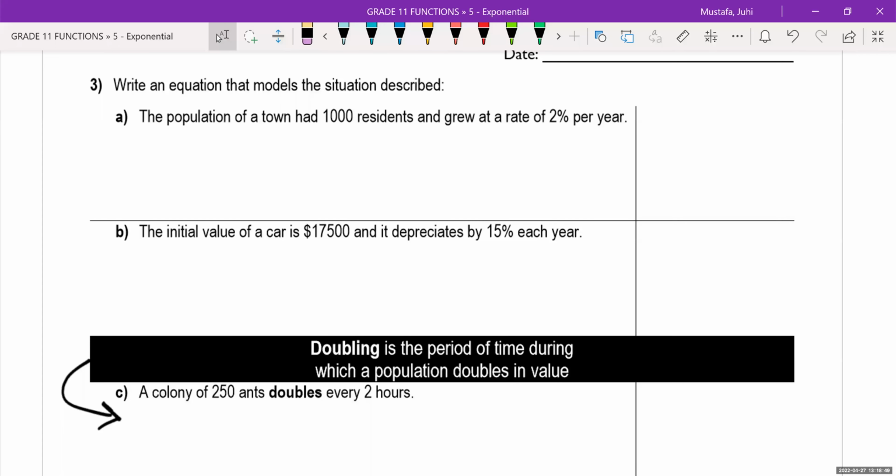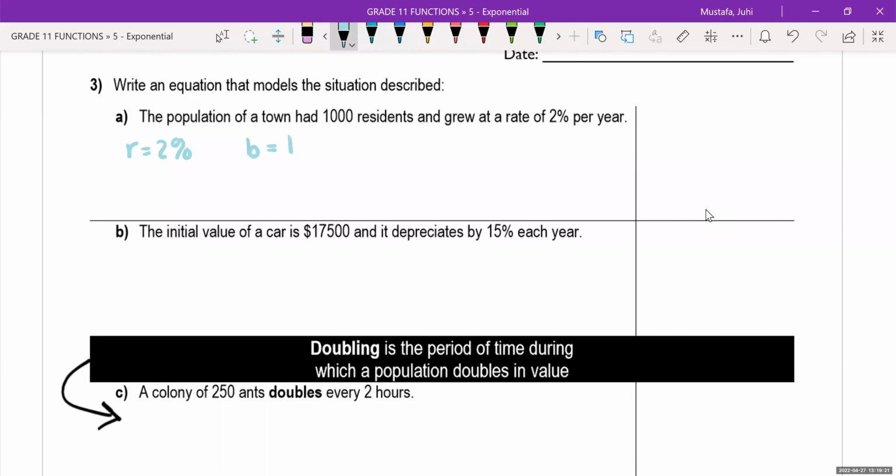All right, you guys. For question number 3, we are going to write an equation that models the situation described. Part A, the population of a town had 1,000 residents, that's the initial value, and grew at a rate of 2% per year. You can use logic to figure that out, or we can use our formula. So I'm going to just show us the formula really quickly. In this case, this is our R value. They've told us what the R value is. So our R value is 2%, and we're trying to calculate the letter B.